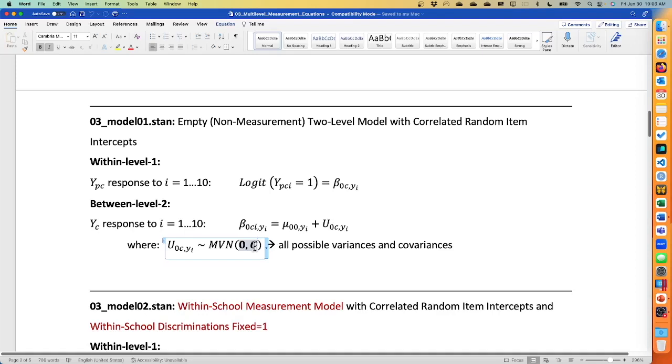I won't dwell too much on the Cholesky, and if ever you want to try to estimate it yourself, go back to my syntax, or if you'd like, send me an email. I'd be happy to help out wherever I can. The Stan code is all in your packet. Any questions on the model so far, or the premise of what we're doing?